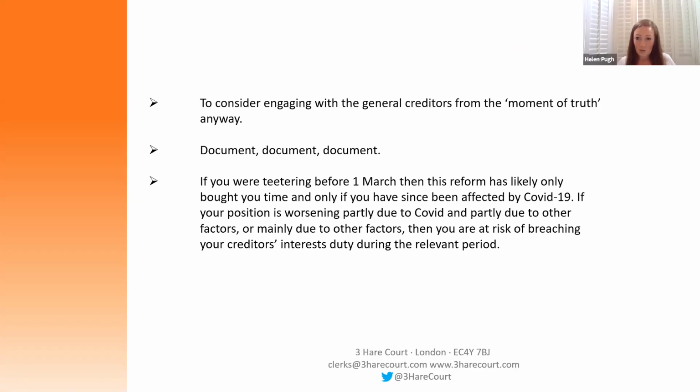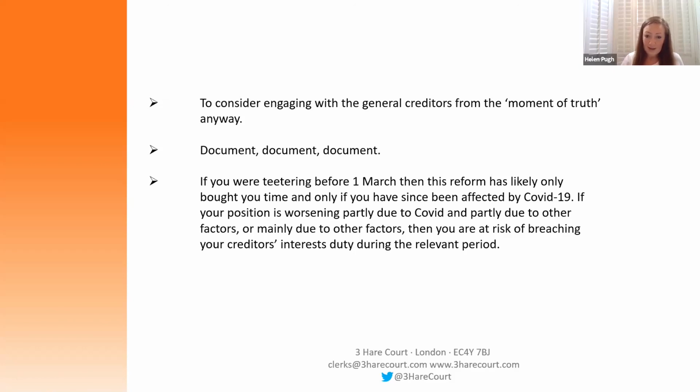And so it will be necessary, in my view, to carry out financial analyses on a number of different hypotheses and at least show that thought is being given to these issues. Document. The directors must be encouraged to write down their reasoning. But by way of summary, if you were teetering before the 1st of March, then this reform has probably only bought you a little time.